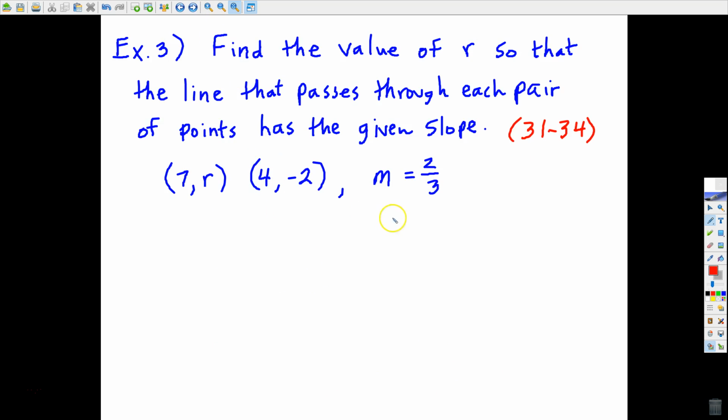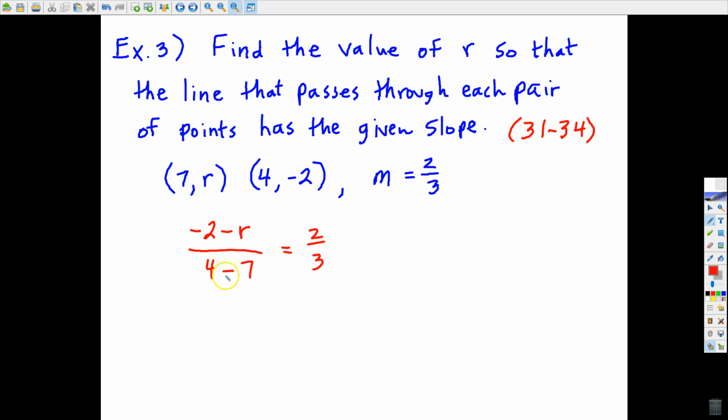Okay, I just have one more example, and I thought I'd show you one of these, like these 4 problems that you will do on the assignment. So we're trying to find this missing y coordinate in this problem. It's called r, so that the line that passes through each pair of points has the given slope. So we can go ahead and set up our rate of change or slope formula. So we'll do y2 minus y1, which in this case is r, divided by x2 minus x1, and we know that that's going to equal 2/3.